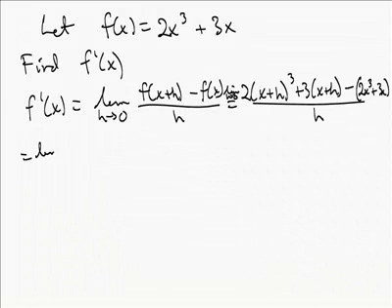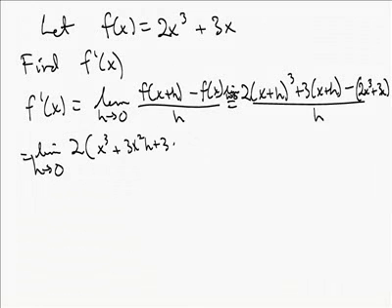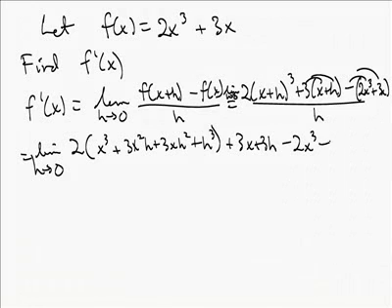So it's going to be the limit as h approaches 0 of 2 times, when I cube x plus h, we get x cubed plus 3x squared h plus 3xh squared plus h cubed, if you multiply x plus h times itself 3 times. Plus, let's distribute the 3 through here, that's 3x plus 3h, and distribute the negative through f of x, so minus 2x cubed minus 3x. All that divided by h.